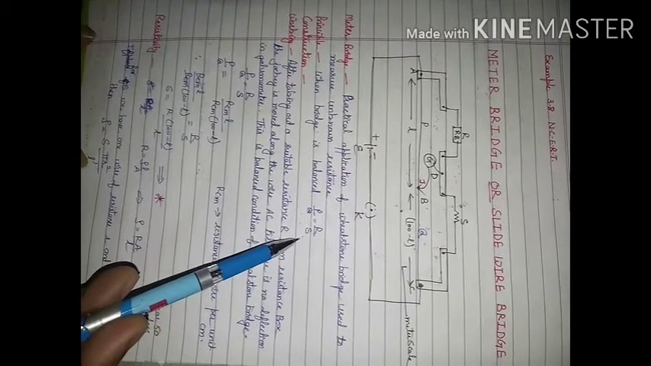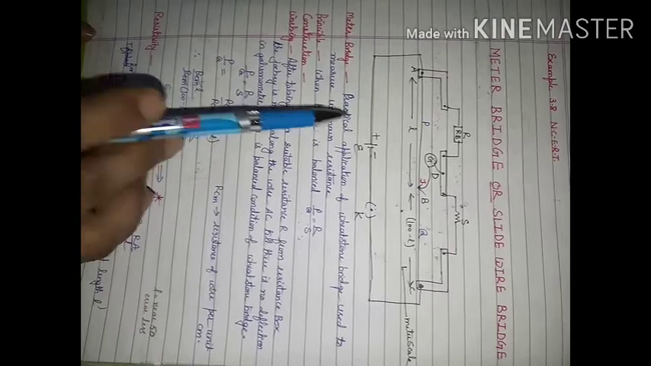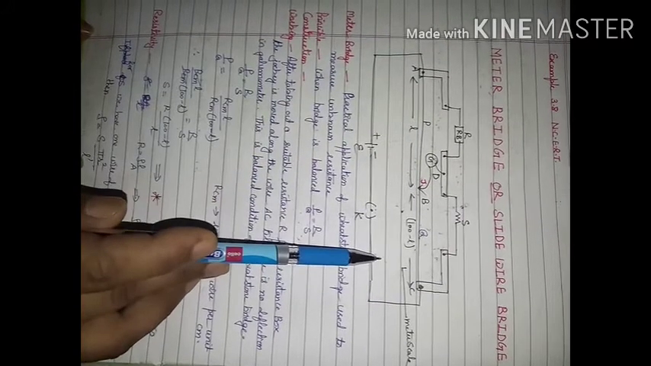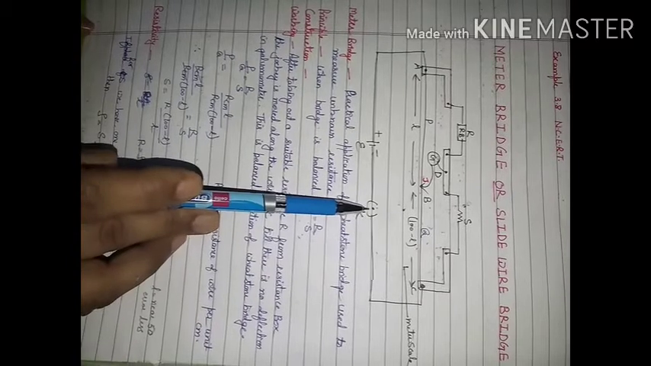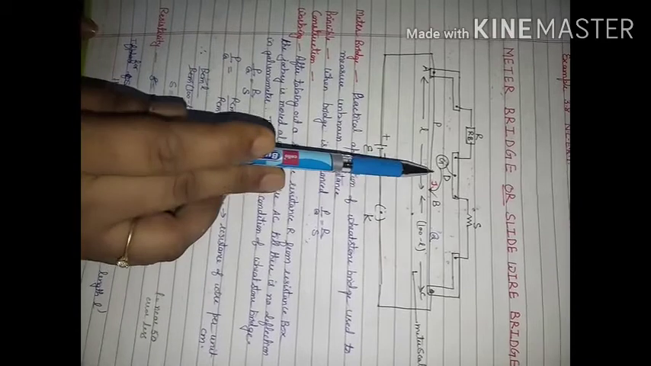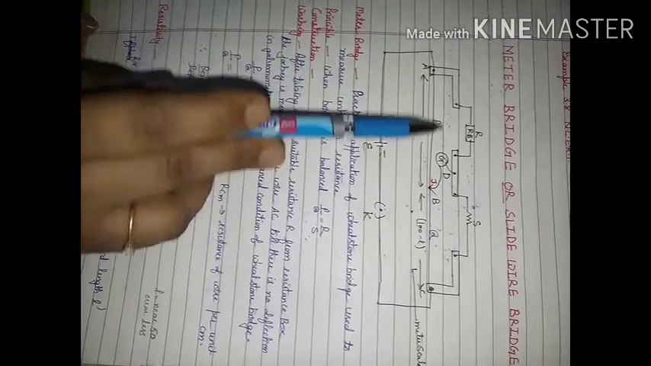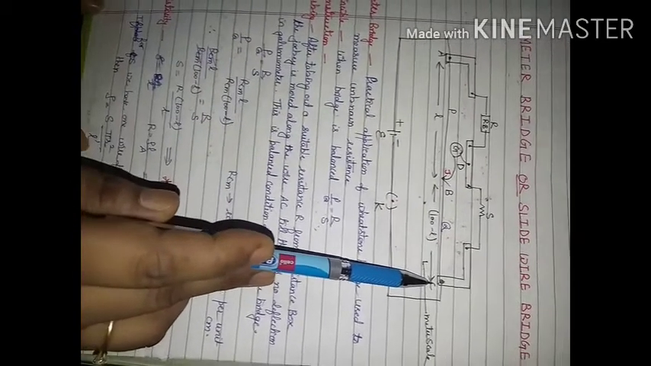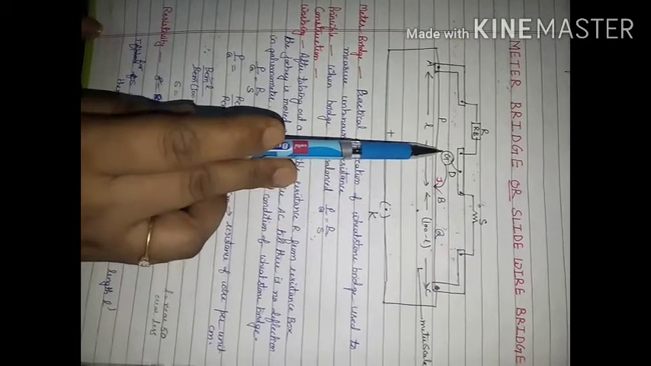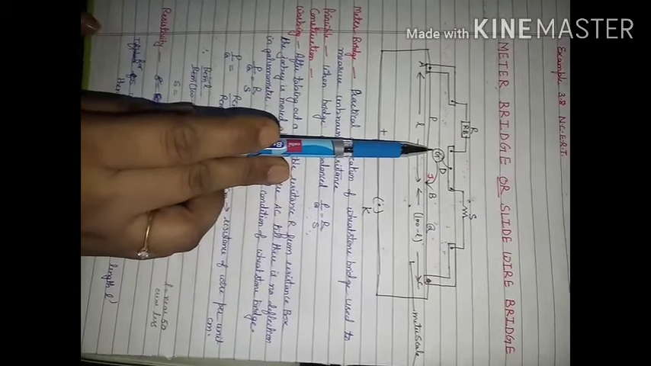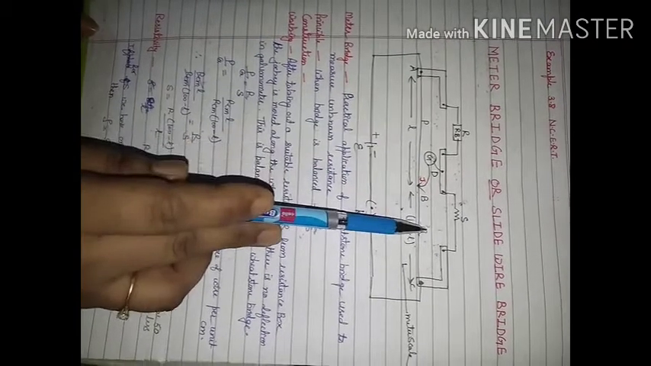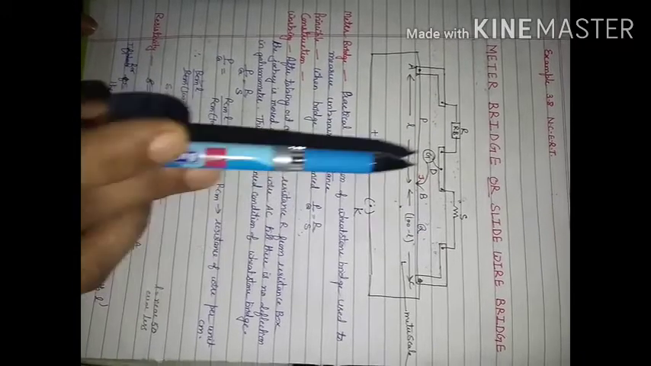So what we have done is arrange the various components according to this circuit diagram, and we put the plug in the key. After this, we will move our jockey from point A to point C. While moving, at a particular point the galvanometer will show null deflection, 0 deflection, and at that state we can apply P upon Q is equal to R upon S.